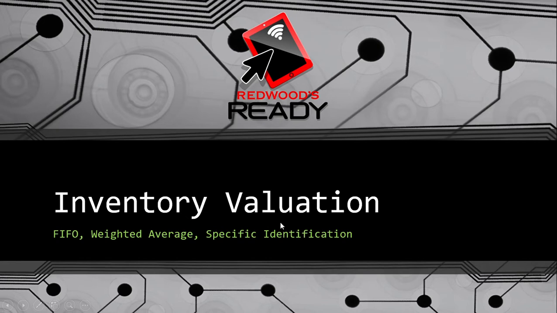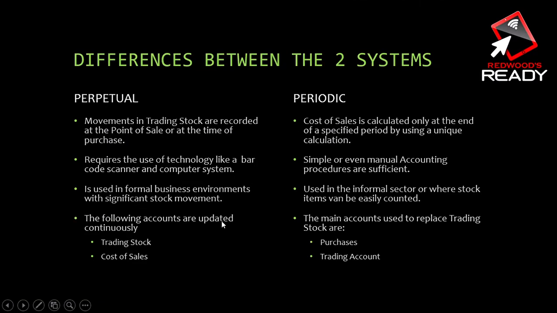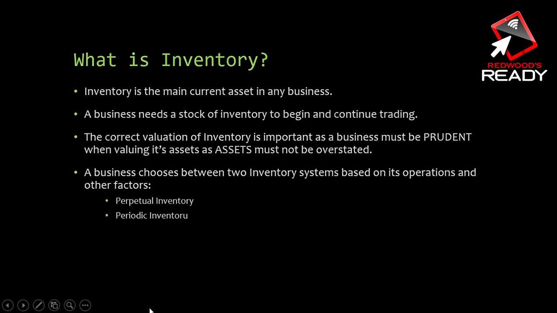Okay, so basically inventory valuation. Inventory, as you know, is trading stock. Inventory is the main current asset in a business. A business needs the stock of inventory to begin and continue trading. Now, the correct valuation of inventory is very important because of the GAAP concept prudence, which states that assets must not be overstated. Which is why when you put inventory on the balance sheet, the value at which we place the inventory has to be correct, which is why you've always calculated trading stock deficit, so that you don't show the inventory at a higher amount than it's supposed to be.